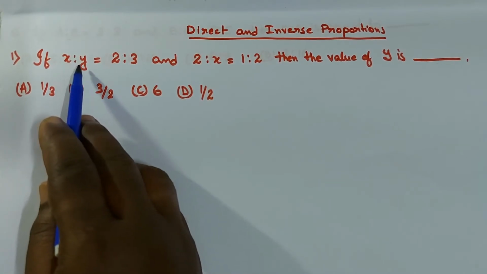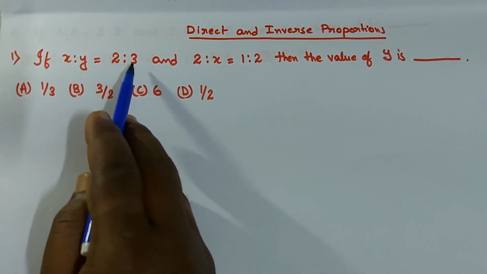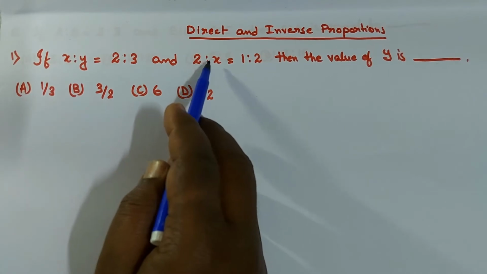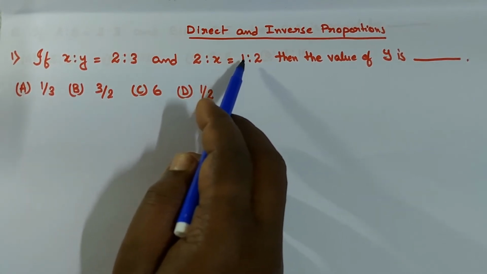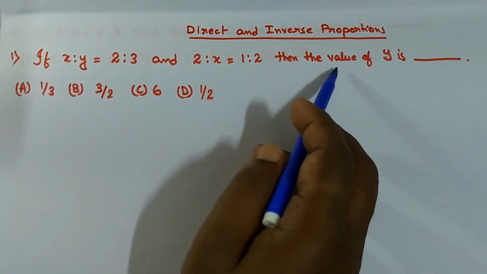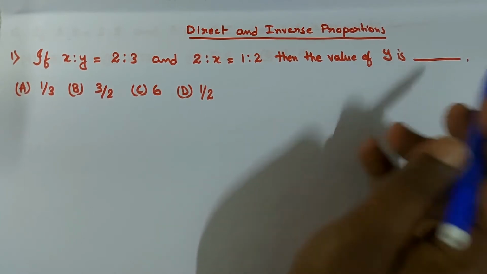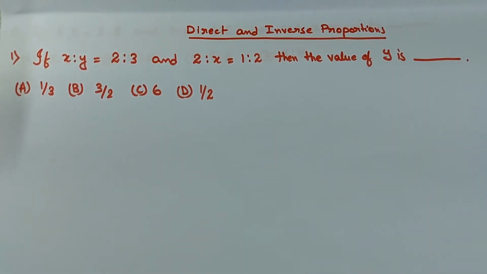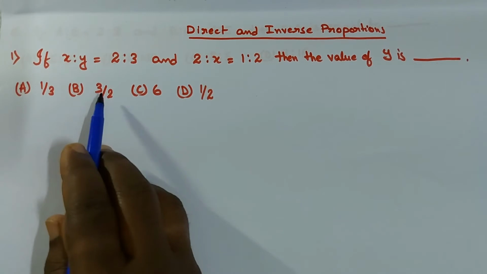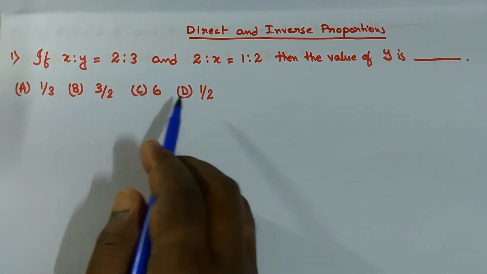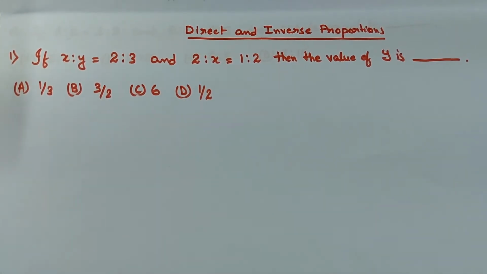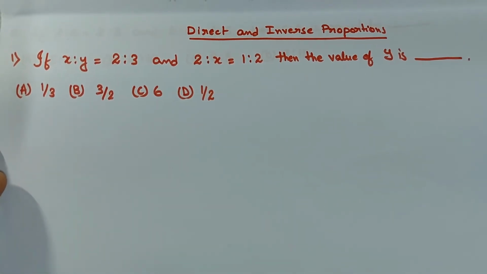x is to y equals 2 is to 3, and 2 is to x equals 1 is to 2. Then the value of y is dash. Options are given: 1 by 3, 3 by 2, 6 and 1 by 2. So x is to y and 2 is to x are given. We need to find out the value of y.